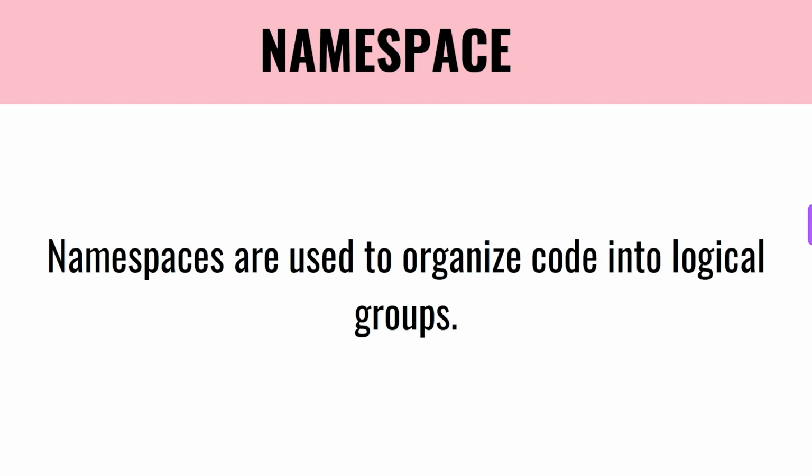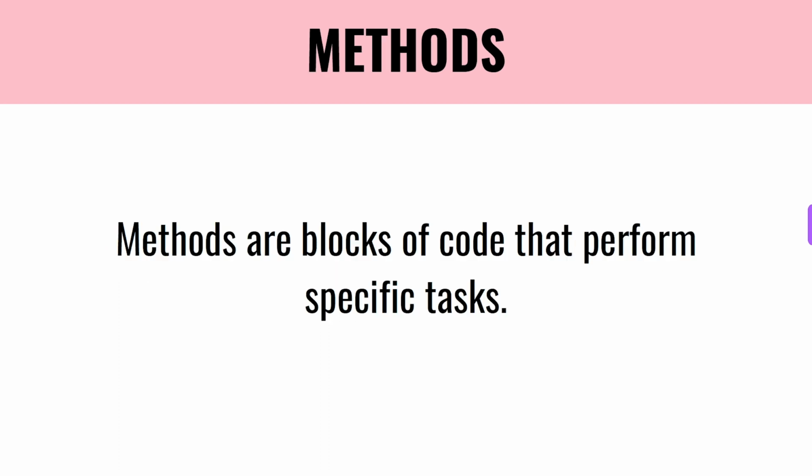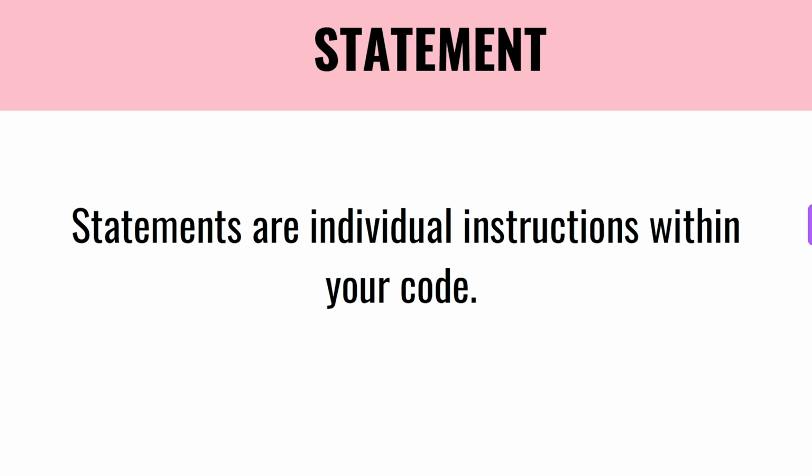What is a namespace? Namespaces are used to organize code into logical groups, and we'll see it as we build our application today. On the other hand, in C#, everything is defined within a class, and we'll talk about what a class is. And methods are blocks of code that perform a specific task. So a method could be something that would give you the average of any given numbers, or something that you could use to authenticate a user. That would be a method. And finally, a statement. These are just individual instructions within your code.